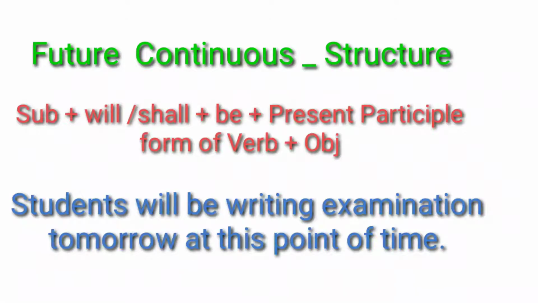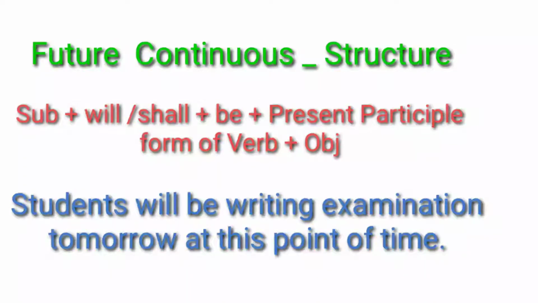Now let's learn future continuous tense, its structure. Subject plus will or shall plus be plus present participle form of verb plus object. Actually, when do we use future continuous tense? When an action is going to take place in future and will be continuing in future at that point of time, then we use future continuous tense. Now look at the example here. Students will be writing examination tomorrow at this point of time.